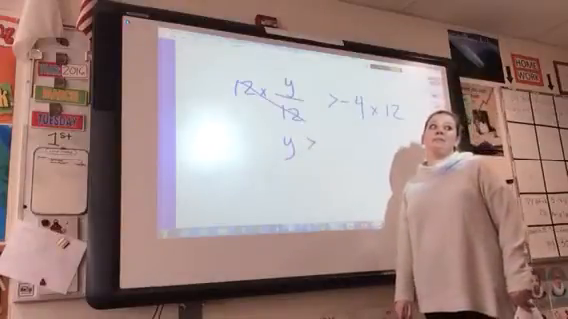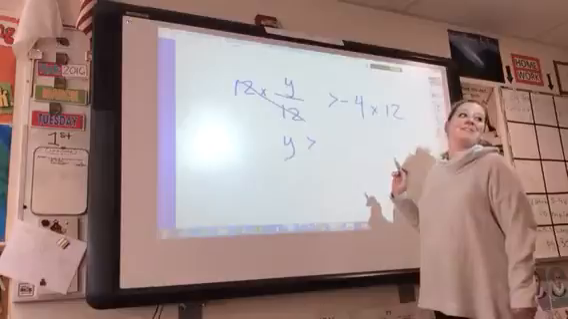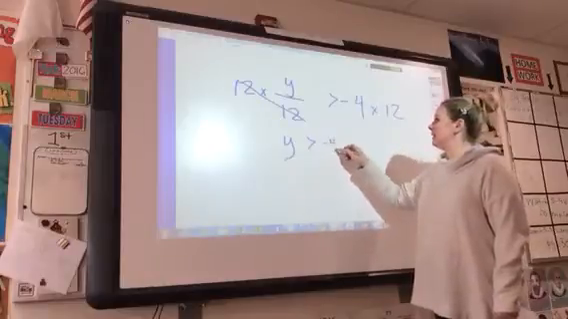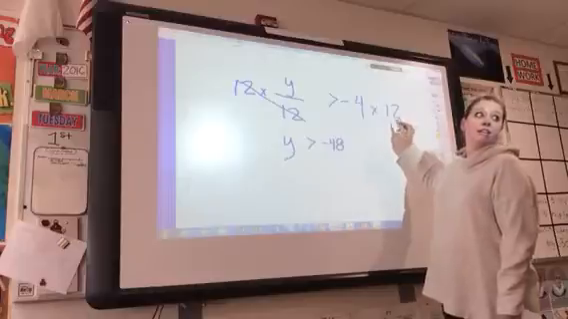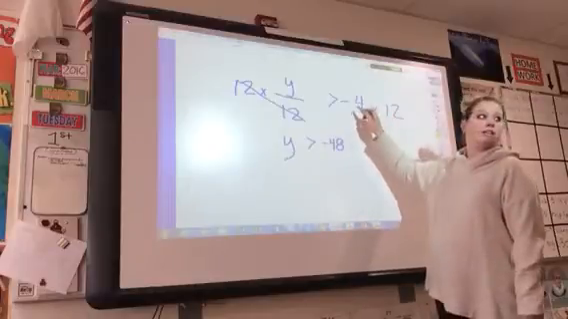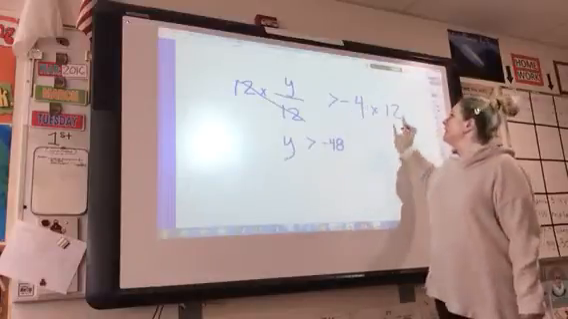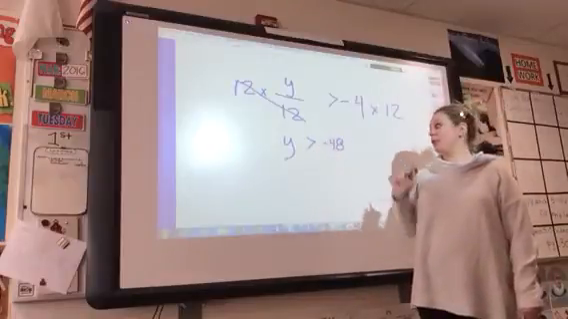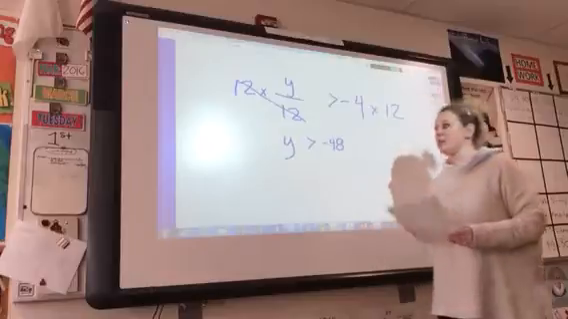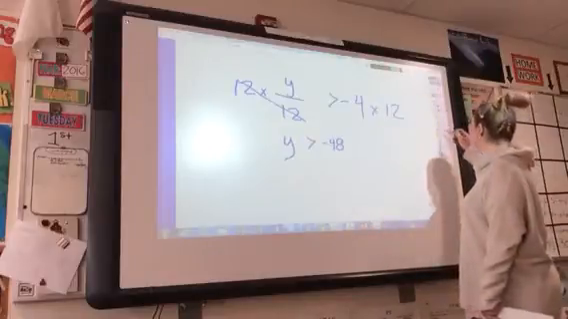Did you flip it? No. Why not? Because we're not multiplying or dividing by a negative. Because this 12 is not negative. That's the important number, not the fact that this is going to be negative. It's the 12, what we multiplied by. So we did not flip the symbol. That's very important. Okay, so that would be our answer. Y is greater than negative 48.